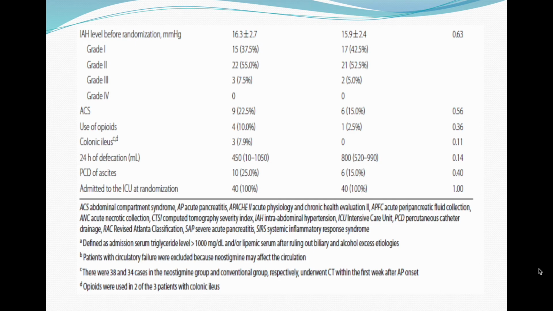Coming to IAH level before randomization, it was similar in both groups, grade 1, 2, 3, 4. The incidences were similar in both groups. Abdominal compartment syndrome was similar and statistically insignificant in both groups, however lower in the neostigmine group. Use of opioids was 4 in the conventional group, whereas it was 1 in the neostigmine group. Colonic ileus was 0 in the neostigmine group, and 24-hour defecation was higher, that is 800 ml, in the neostigmine group, however nothing was clinically significant.